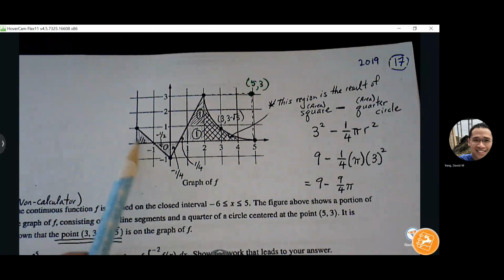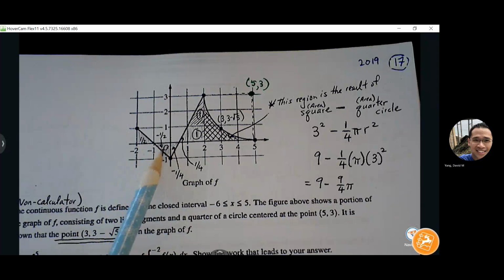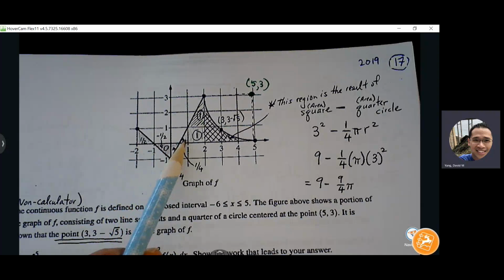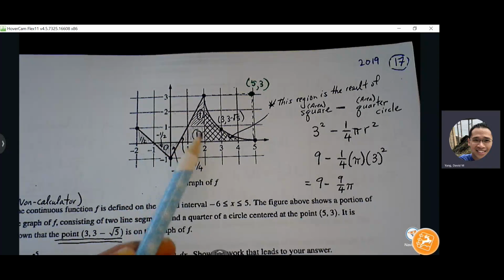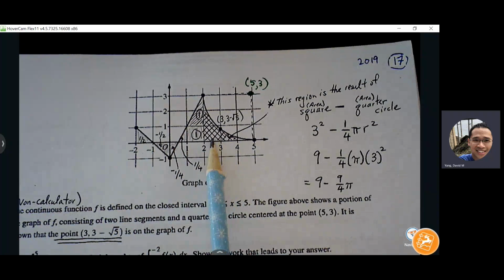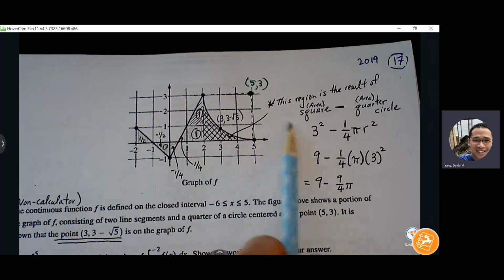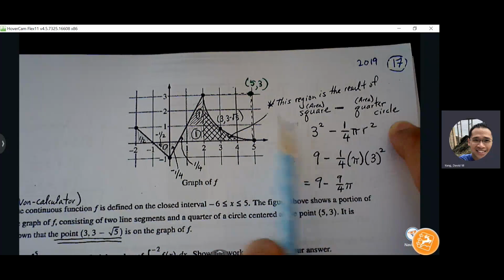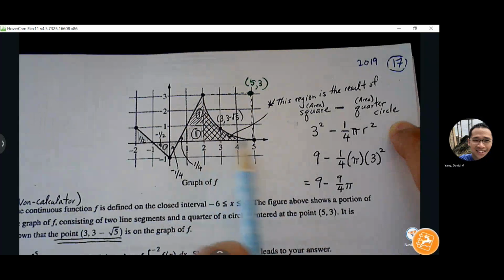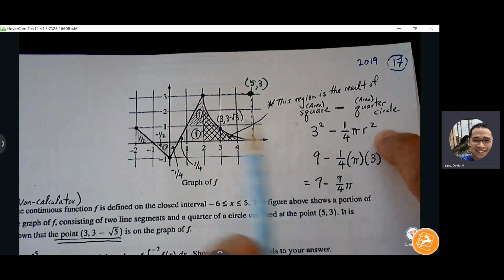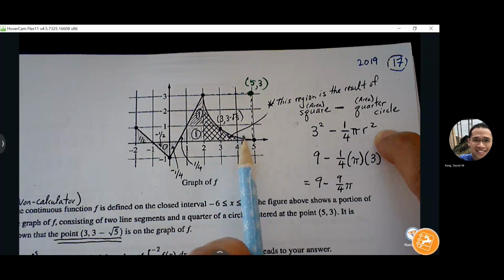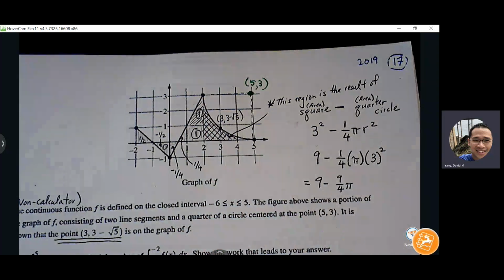So triangle here, triangle below, triangle above. Here I did a square and I did a triangle. I split up into smaller parts, but as long as you can identify all the different regions. And then for this region here, this is the result of a square minus a quarter circle. So my square is 3 times 3, which is 9. My quarter circle is 1/4 pi r squared. So 9 minus 9 pi over 4.